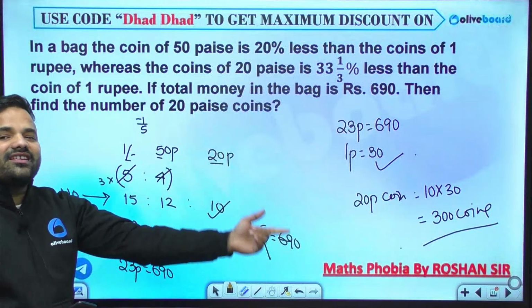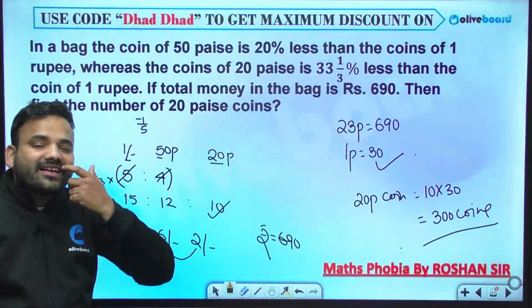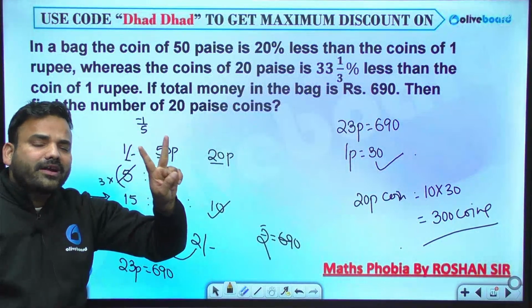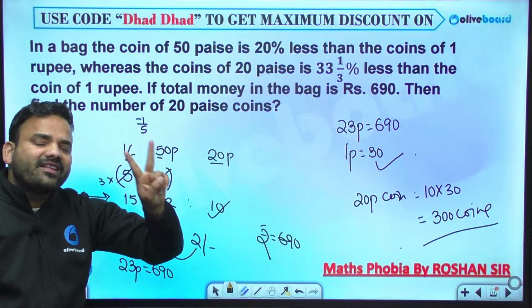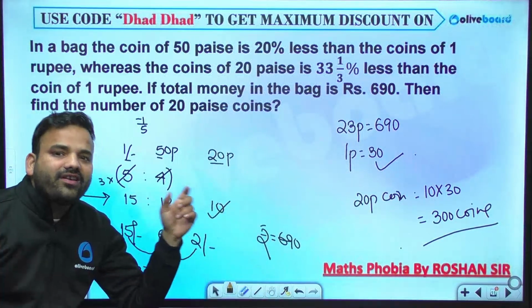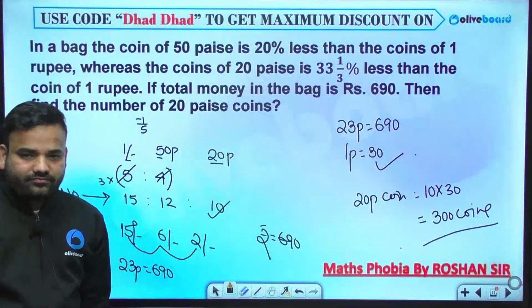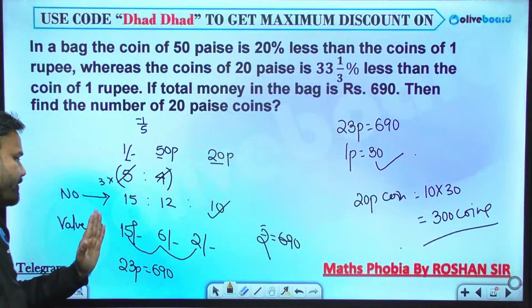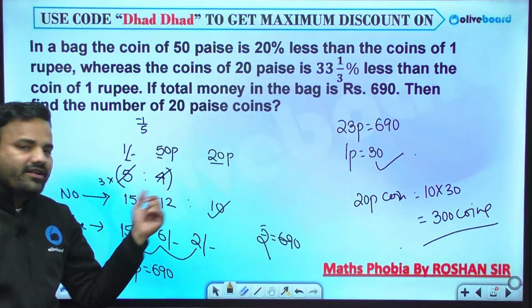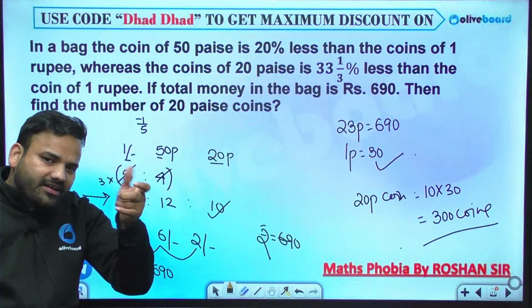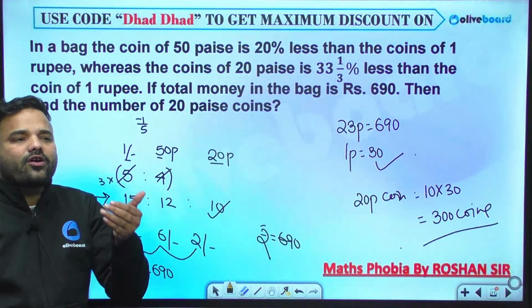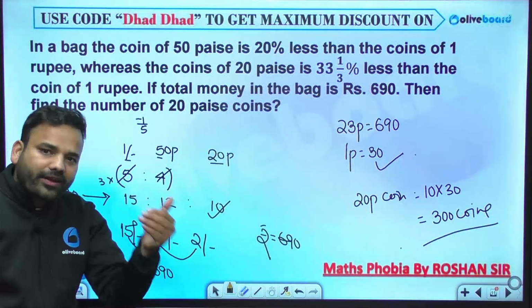Now the question has given that the entire amount in the bag was 690 rupees. Only two kinds of questions on coins are possible: either the examiner will give the total number of coins, or the total value. Let me consider the ratios 15, 12 and 10. I'm not using x here, because x makes it a bit tough. So always try to ignore x. It's not that you always ignore x, but try to.